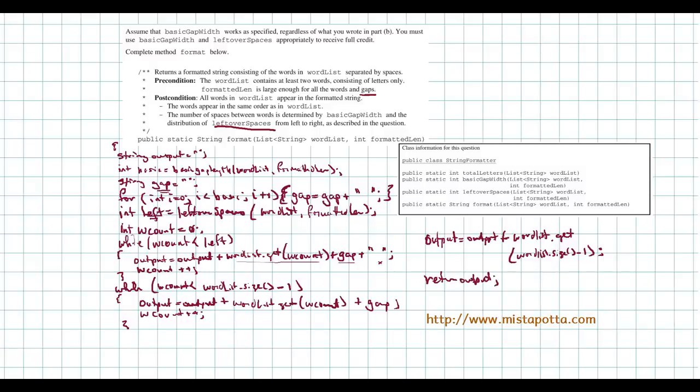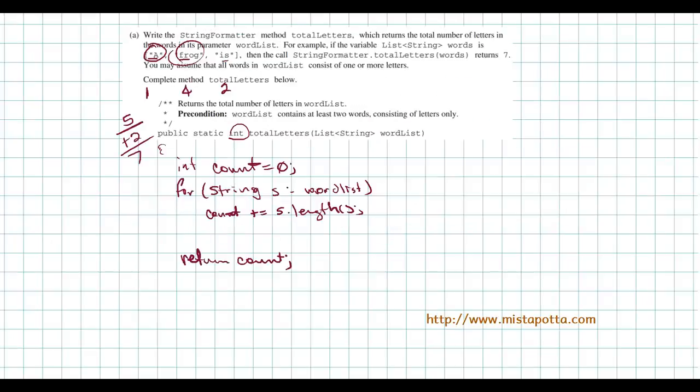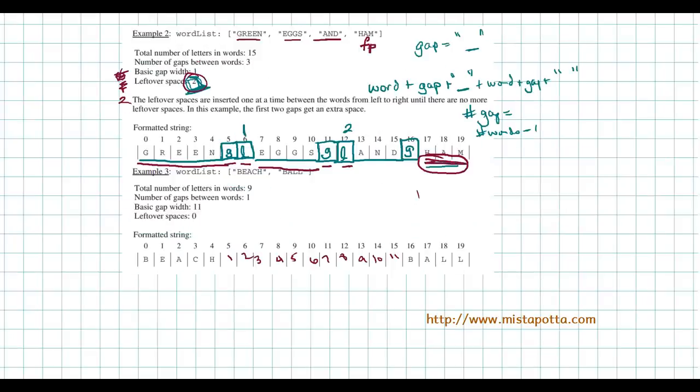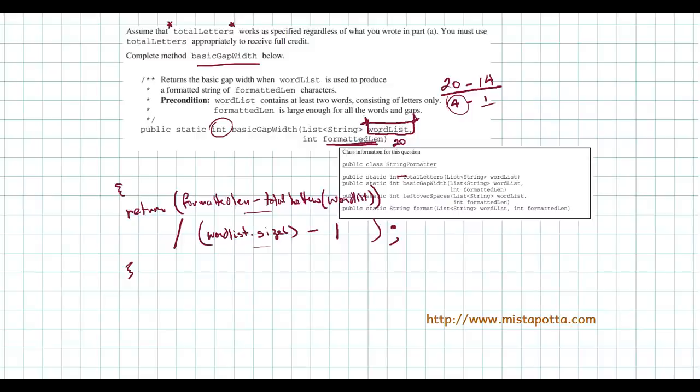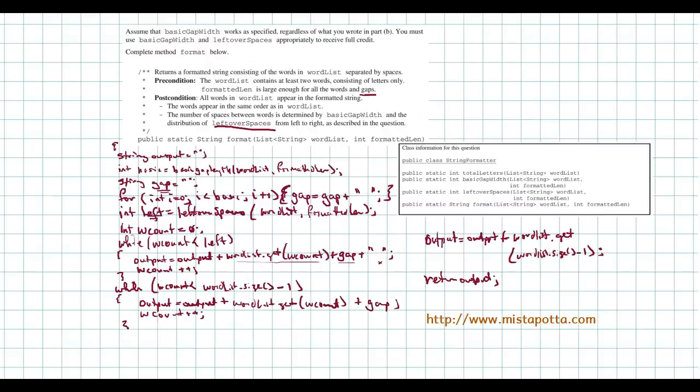And so this allows me to take care of this last word here, ham. So I'm going to go in, because my size is 4, this is in spot 3, so I'm going to retrieve what's in spot size minus 1, concatenate it to the end of this output that I've been building since the beginning of the program, and then return my output statement. So this takes care of problem number 4.